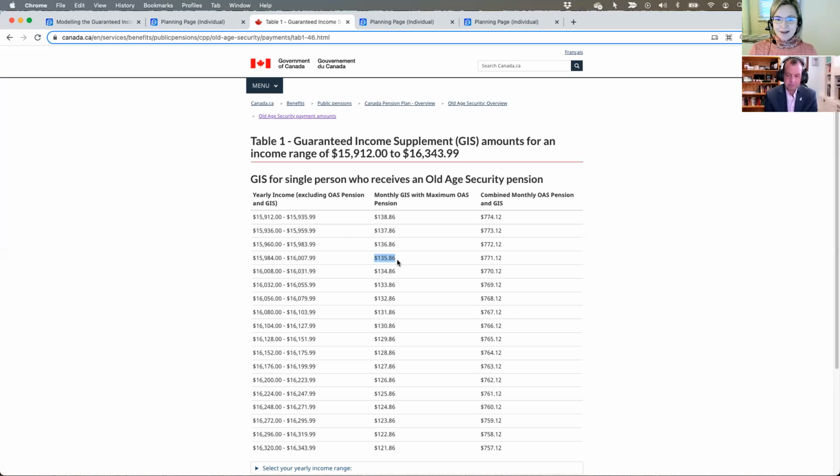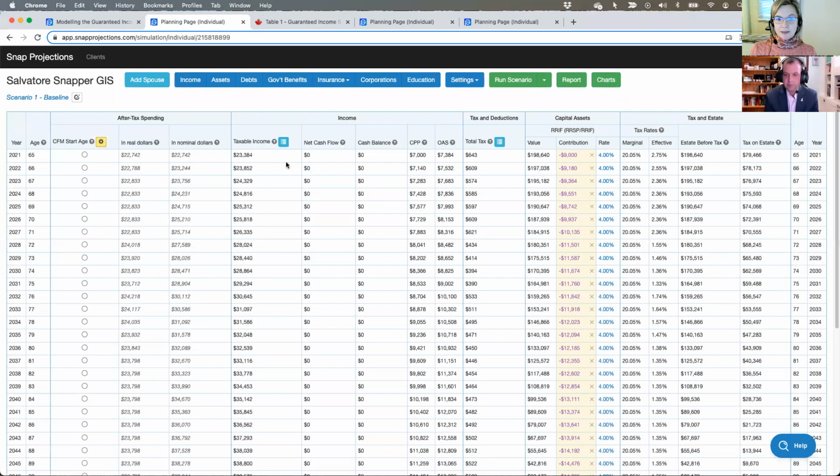Yeah. So with this person's $16,000 of yearly income for GIS purposes, they have more because they have OAS as well, but we don't include that. So we've got $135 a month, $135.86. What we're going to do is multiply that out by 12 and come back to the planning page, and include that income. That amount is going to be about $1,600.